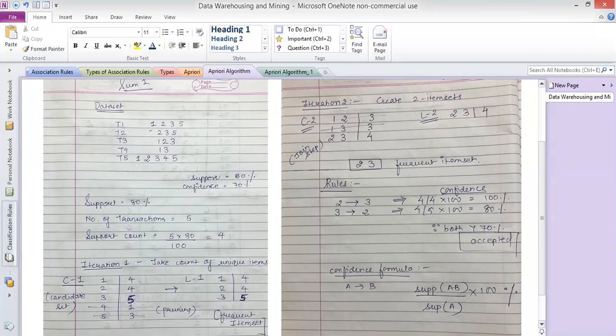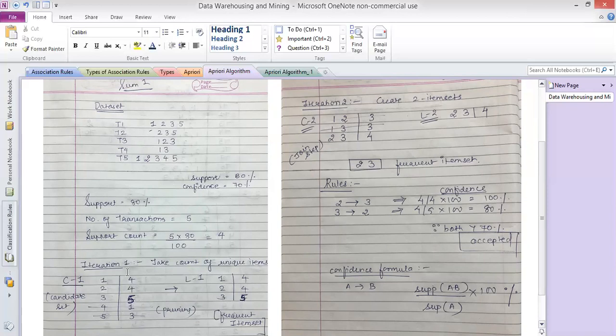Now remember, if transaction 5 was 1, 2, 3, 4, 5, it doesn't mean that the count of 1 is going to be 5. We only have to count the number of transactions containing that item. Not how many times the item is present, but how many transactions contain the item. So this is the count that has been taken initially. This is called your candidate set. Now comes the step of pruning. You found out the support count was 4.